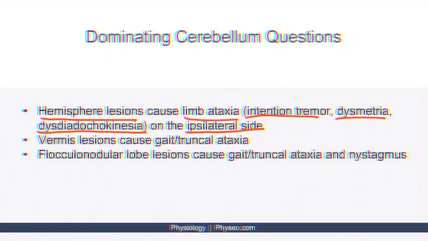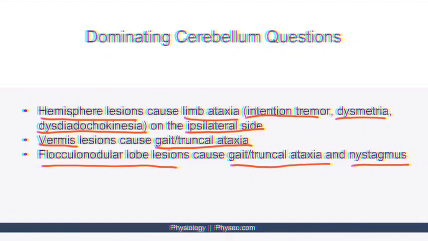Also remember that the vermis causes gait and truncal ataxia if lesioned. And then recall that the floccular-nodular lobes, when lesioned, will cause gait or truncal ataxia and nystagmus. Nystagmus being how you can distinguish clinically from a vermis lesion. And that concludes this section.